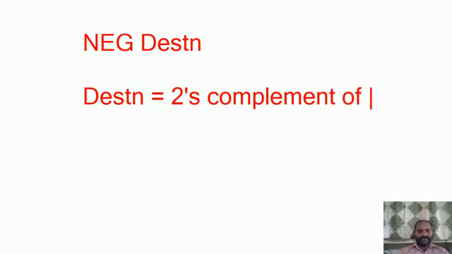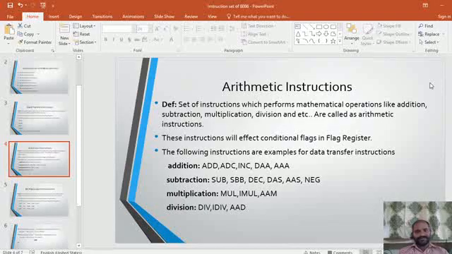2's complement of destination. So if you want to see that one, I think you can't see the screen as we move on. So 2's complement of DESTN. Okay, now I'm expecting that you are able to see the destination. So the negation operation is performing the 2's complement on the destination and stores the result into the destination itself. So that is about the negation instruction in the subtraction case.